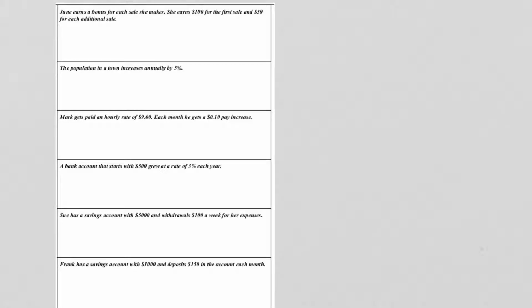So let's take a look at these situations. We've got June, and she earns a bonus for each sale she makes. So she makes $100 for the first sale, plus $50 for each additional sale. Well, I don't know about you, but that to me looks like a linear equation. There's a slope here, but not necessarily a common ratio. How about this next one?